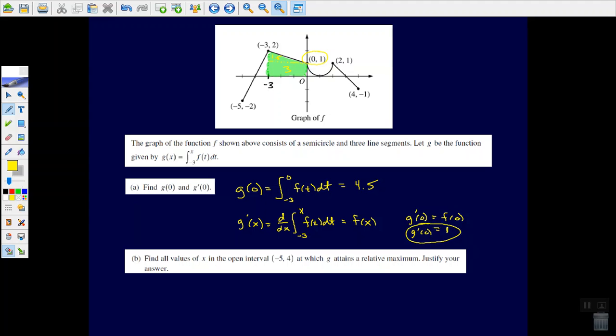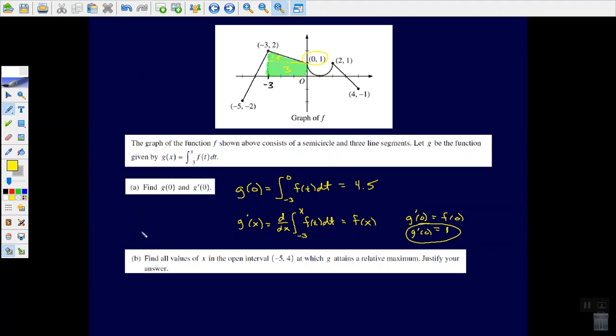Okay. So once again, not a lot of complicated arithmetic. You just have to know those two important concepts, that the integral needed for g of 0 is going to be interpreted as area, and that the derivative of g requires you know the second fundamental theorem of calculus, meaning the derivative undoes the integral, you're back to function f. So f of 0 is 1, and that's the value of g prime of 0.